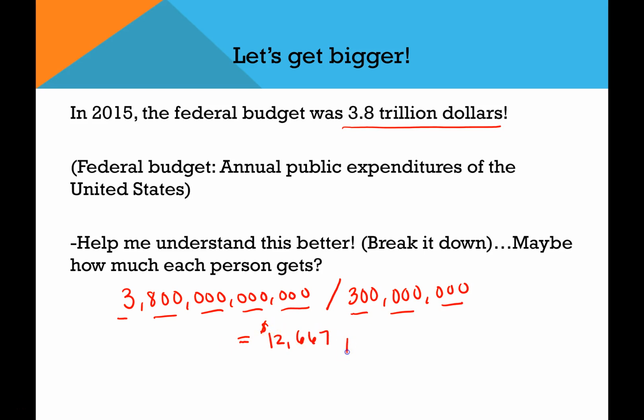$12,667 per person. So every person you drive by and all other people in every single state, Texas, Hawaii, Alaska, everywhere, New York City, basically the federal budget is going to be $12,667 per person. And that kind of helps me realize, wow, how much money the federal budget is.